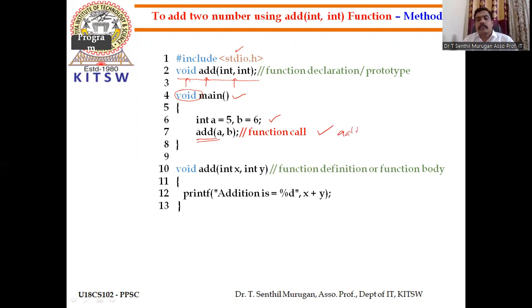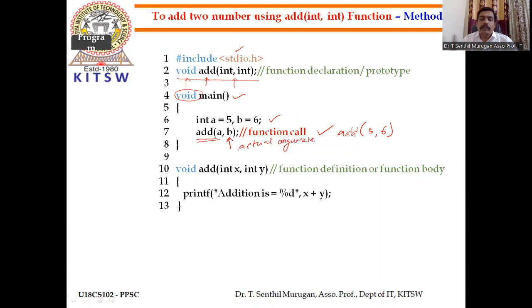So here what is it passing? Add a comma b. A value is 5, b value is 6. So this is the actual argument. Okay. So this a comma b is the actual value. Actual argument or parameters.